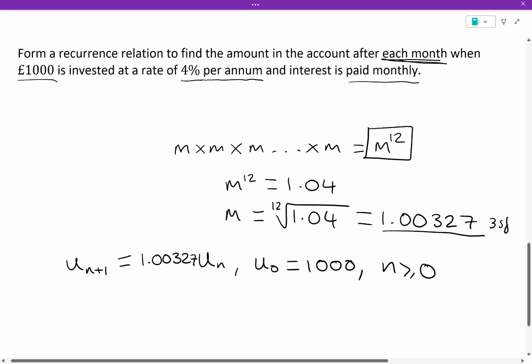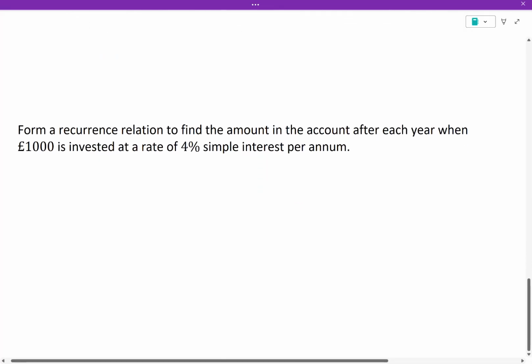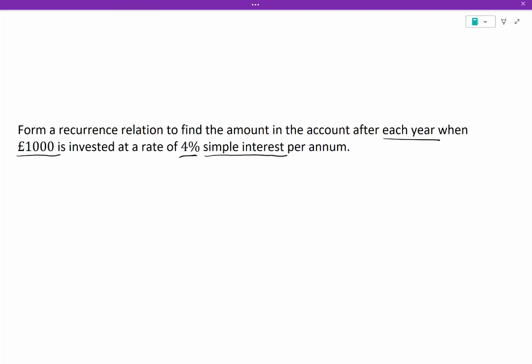Okay, let's have a look at another scenario. Once again, we're finding the amount in the account. It's after each year again. The £1,000 is the initial investment again. We've got 4% as our rate. However, we are now dealing with simple interest.